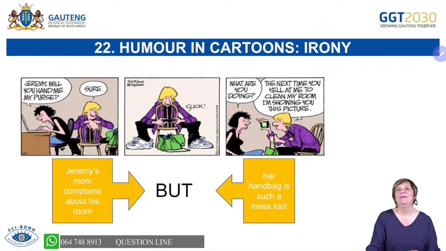Right, now let's go over to humor. Let's look at this cartoon. "Jeremy, will you hand me my purse?" And we can see Mom's busy working. "Sure." Now, interesting. Instead of him just handing her her purse, he takes a picture. And Mom says, "What are you doing?" And Jeremy says, "The next time you yell at me to clean my room, I'm showing you this picture." So you can imagine what Mom's purse is looking like.